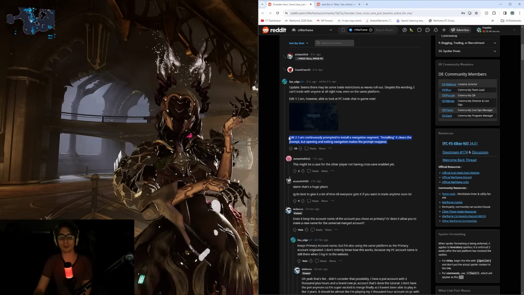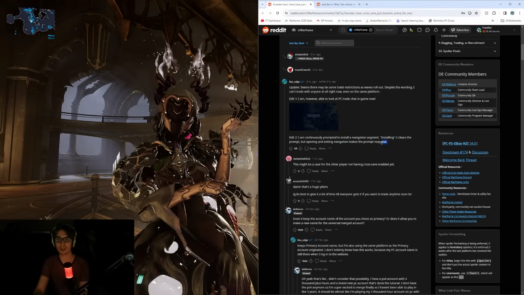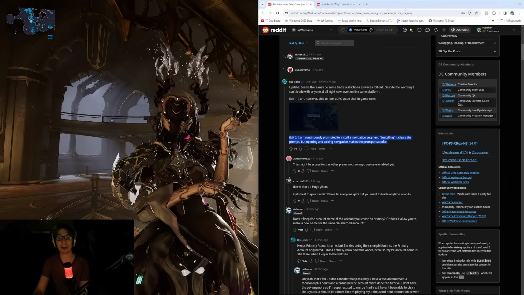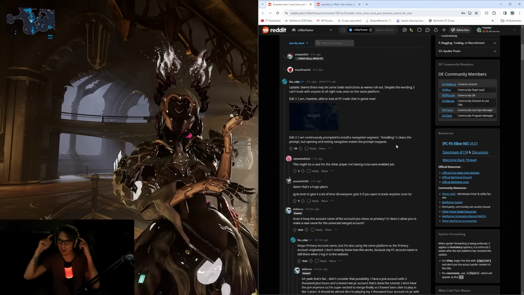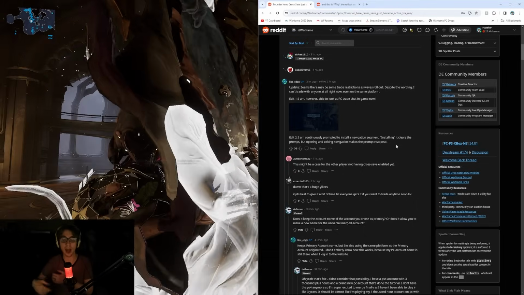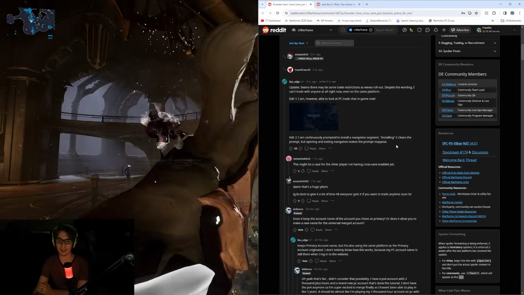So clearly the quest clan stuff wasn't the only broken thing. Or maybe it's the clan, like it's asking you to install the clan segment for navigation, because I remember, or like build the clan key. Either way, it seems like that's broken, so they'll have to fix that up.